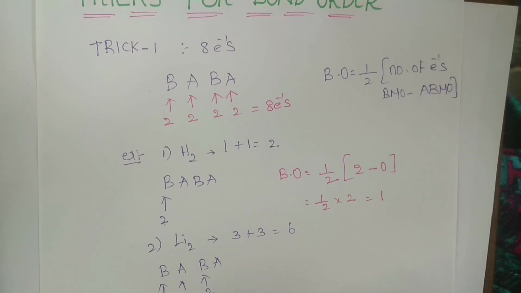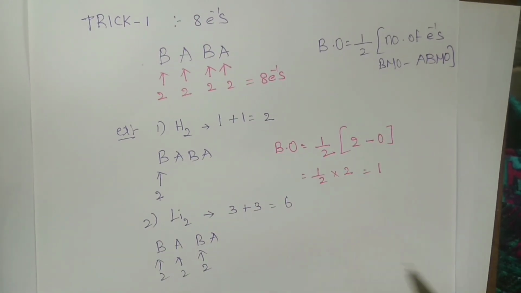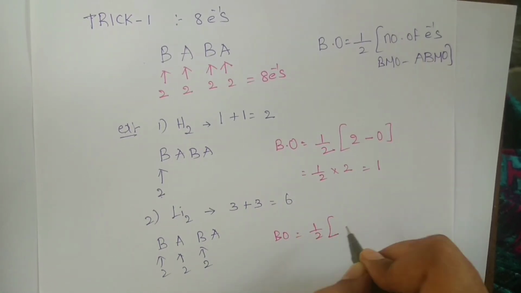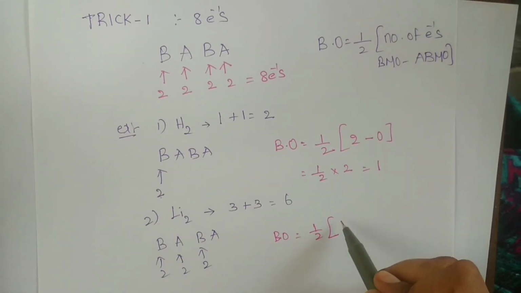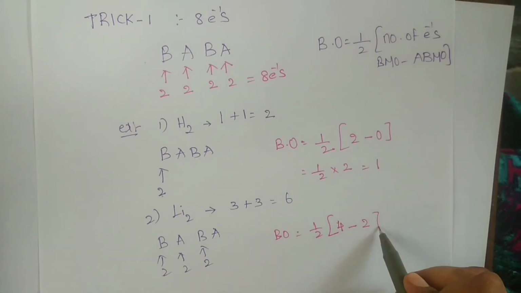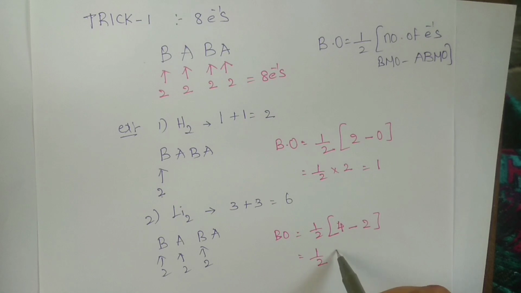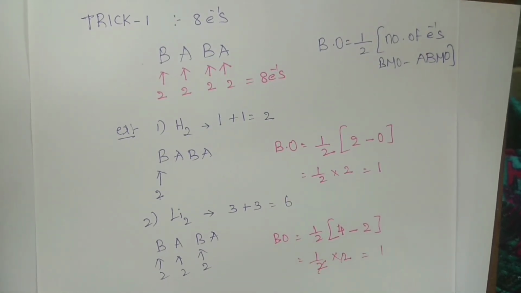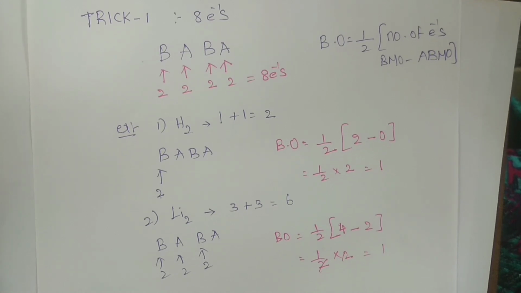So totally 6. Now use this formula, bond order is equal to half into number of electrons in bonding, 2 plus 2, 4, minus in anti-bonding we can see 2 are there. So half into 4 minus 2, that is 1. Again the bond order of lithium is 1. So like that we can calculate the bond order for the atoms which are having up to 8 electrons.